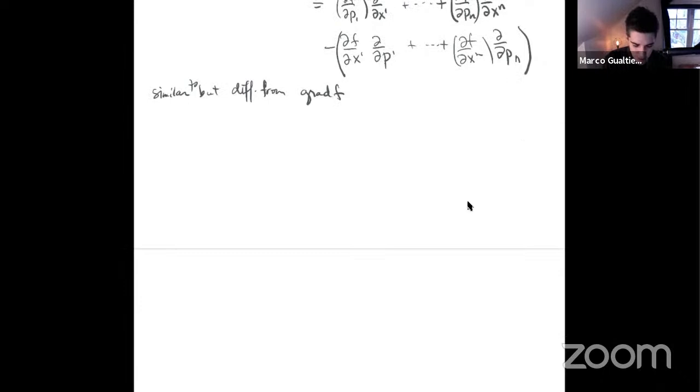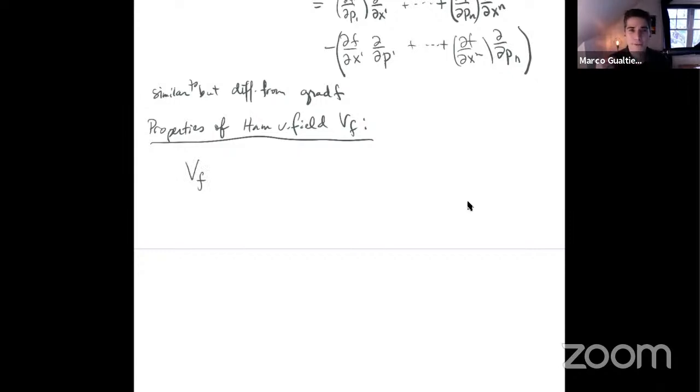So let's look at the properties of the Hamiltonian vector field VF. It has a couple of really important properties. The first most important one is that this is a vector field produced by f. So we started with a function, we produced a vector field out of it. That vector field's job is to differentiate functions. But we already have a function, the function that gave birth to the vector field. So it's natural to try to differentiate the function itself by the vector field that it generated. So I could apply the vector field to f itself.